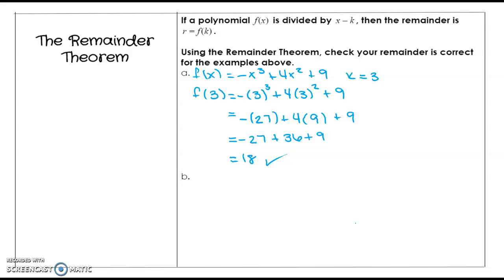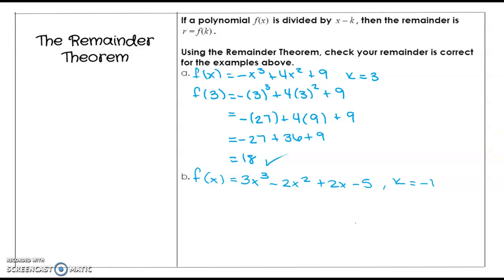Okay, let's do the second one. I'm going to set this one up with the polynomial and your k value, and then I want you to go through and double check your work, input it just like we did in part A, and see if we did it correctly above. So we should have f of x equals 3x cubed minus 2x squared plus 2x minus 5, and your k value is negative 1. Go ahead and pause the video and try that one.